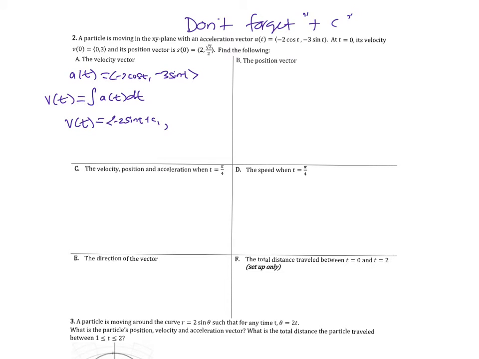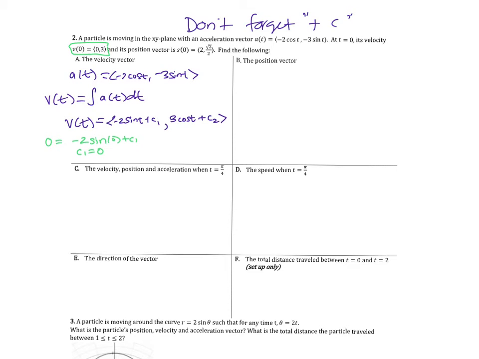For the y component, I'm going to get 3 cosine of t plus c2. Now I need to use the initial condition that we're given to figure out what my c1 and c2 values are. So when time is 0, -2 sine of t, when time is 0, the x component is 0. So -2 sine of 0 plus c1. This is going to give me that c1 is 0.